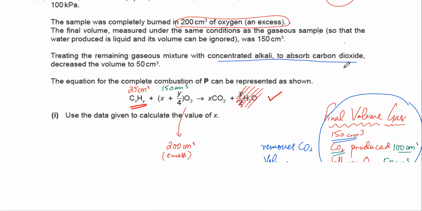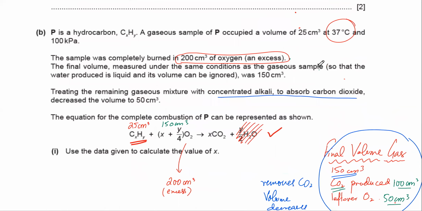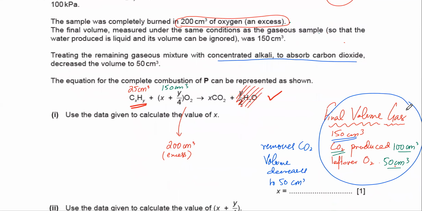The volume of the gaseous sample he's talking about is the final volume of the gaseous sample. So it's not going to have water vapors in it, because water would be liquid at 37. That's clear, right? Okay, final volume of gas, there's no water.